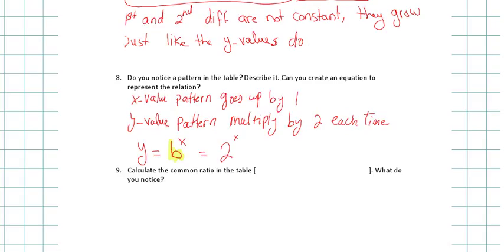Now, we already did this, so calculate the common ratio in the table. We've already done the common ratio, and we did the ratio is equal to y2 divided by y1. We've already done that. And what did you notice about the first ratio? It was constant.